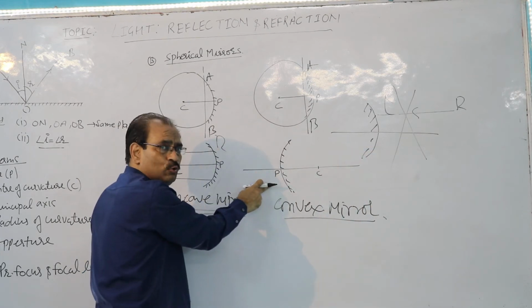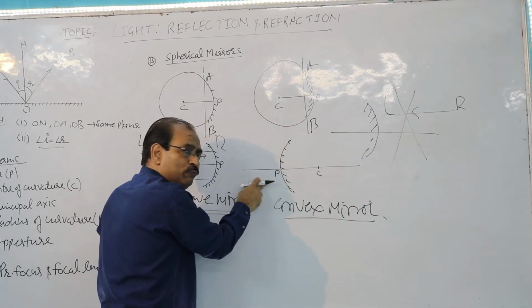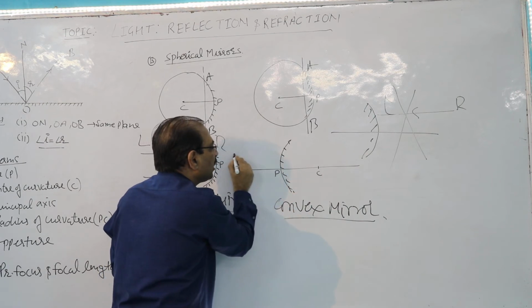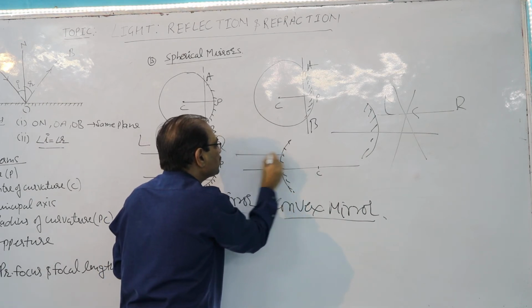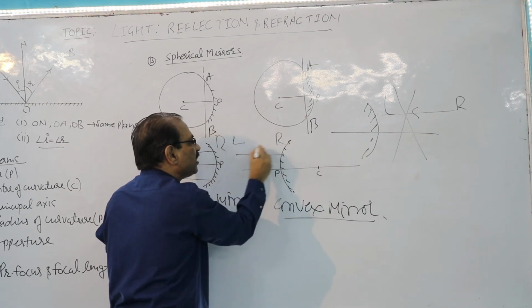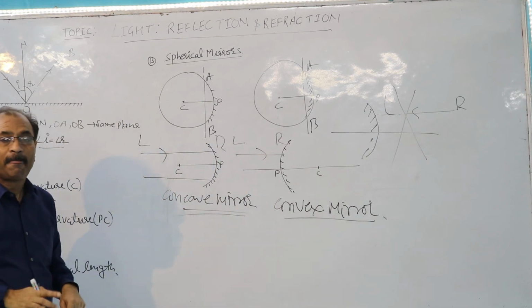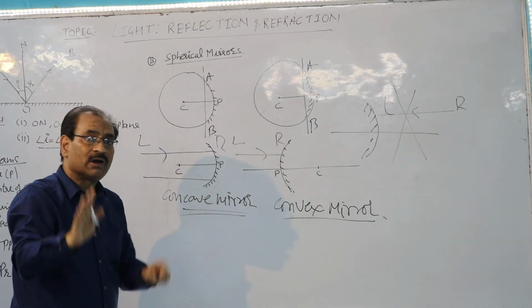Whenever you are supposed to make a ray diagram, you have to take the incident ray. The incident ray will be like this. This is left side, this is right side. The problem is sorted out. So always remember and learn this.